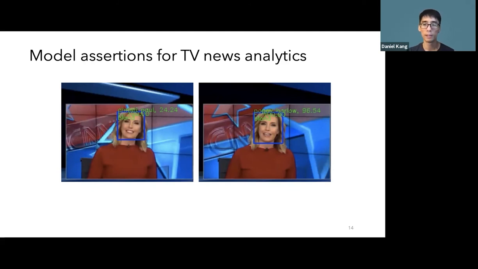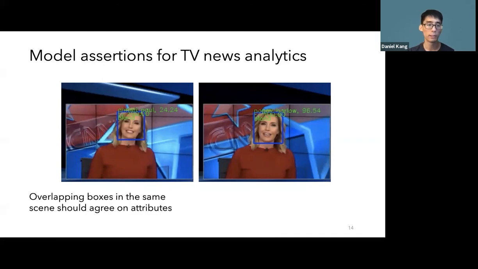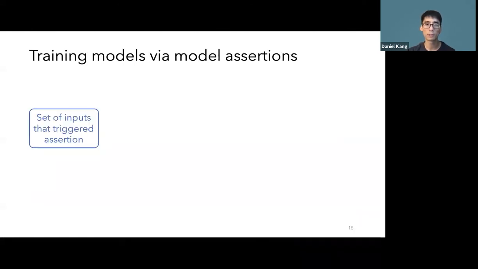And we can specify that this is problematic using our consistency API by saying that overlapping boxes in the same scene should agree on the attributes. And this is automatically specified via our consistency assertions. In addition to specifying model assertions and using them for corrective action and for runtime monitoring, perhaps surprisingly, we can also use model assertions to help train models.